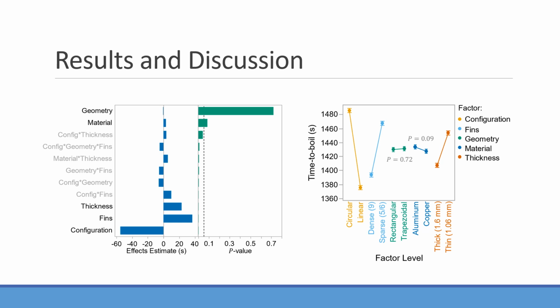Now, if we look on the right, this shows the main effects of each factor on boiling times. You can see once again the dramatic effect of the configuration. So looking at the 2 factors that didn't survive the cutoff for p-value, it would appear that the rectangular fins performed slightly better than the trapezoidal fins, and copper performed slightly better than aluminum, but we can't actually make a claim of significance for either of those.